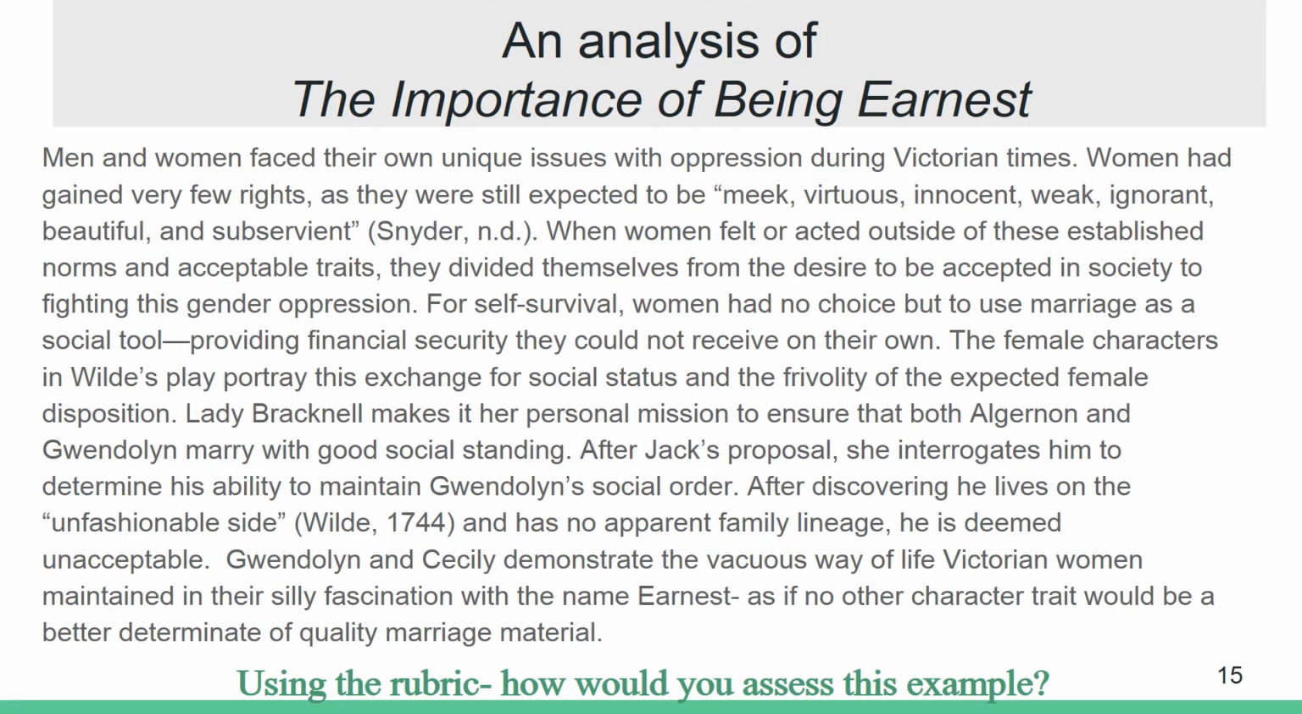Okay. So this would be kind of the middle of the road example, and this is from The Importance of Being Earnest. And I think it's okay that you have not read this. I just want you to look a little bit at my response here. So in this, I'm making my inference here in the first sentence. Men and women face their own unique issues with oppression during Victorian times. Women had gained very few rights, and they were still expected to be meek, virtuous, innocent, weak, ignorant, beautiful, and subservient.